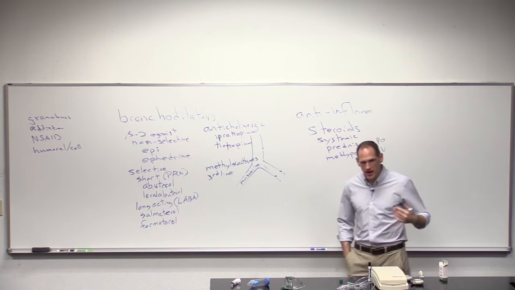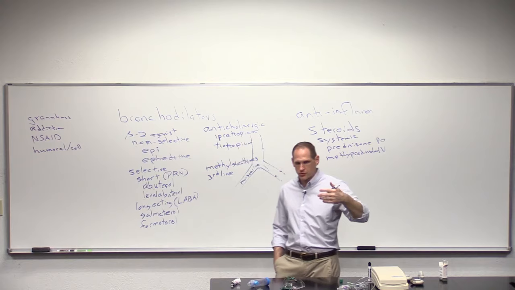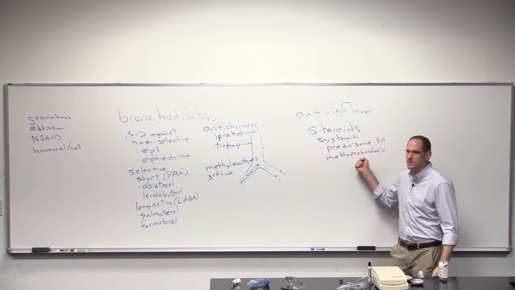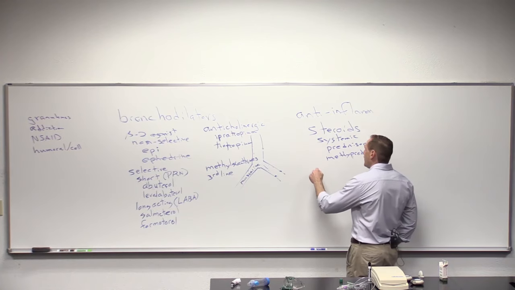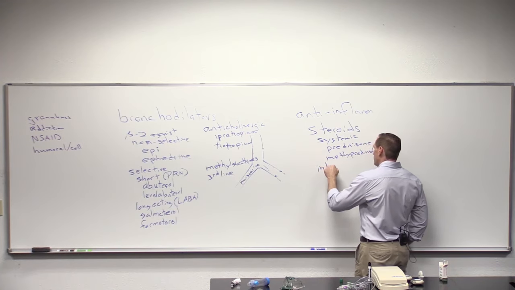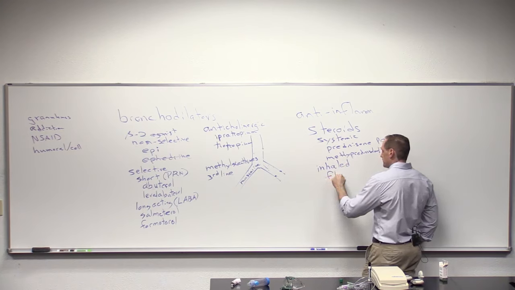When a patient comes into the hospital with an exacerbation of chronic bronchitis, COPD, the drug that's going to be given almost always is going to be IV methylprednisolone. Now, when it comes to inhaled, there's a whole bunch of them. And the only one we're going to learn is fluticasone.